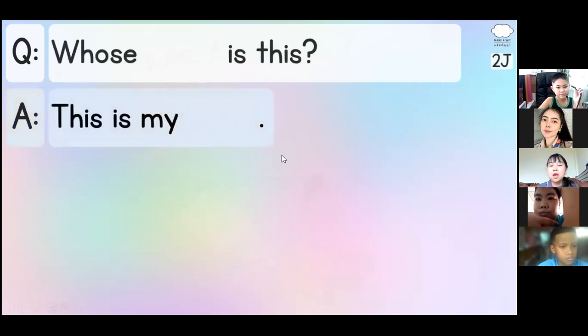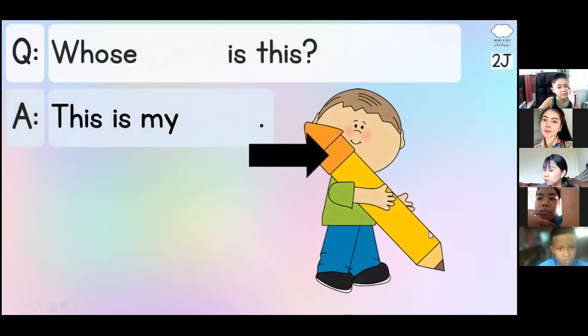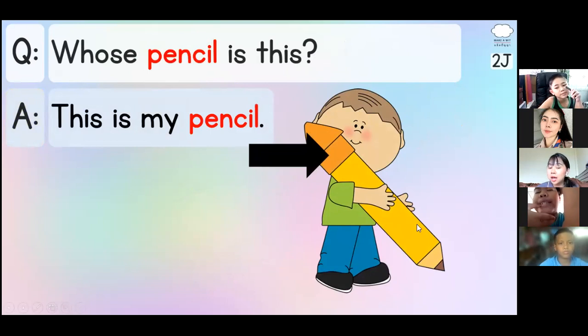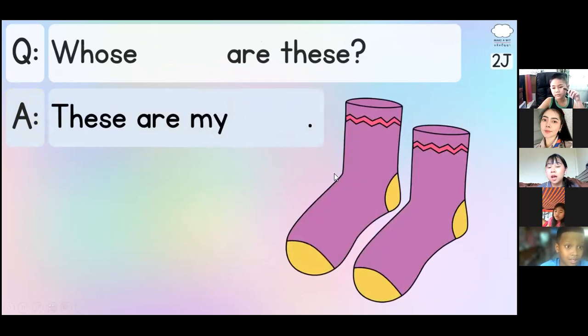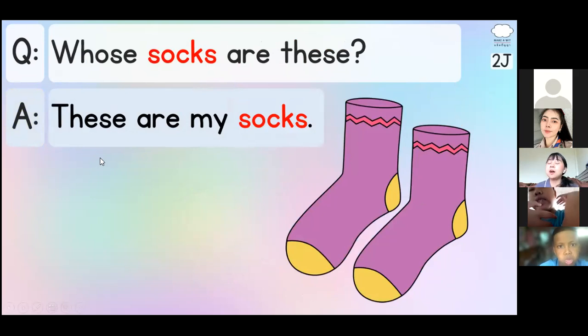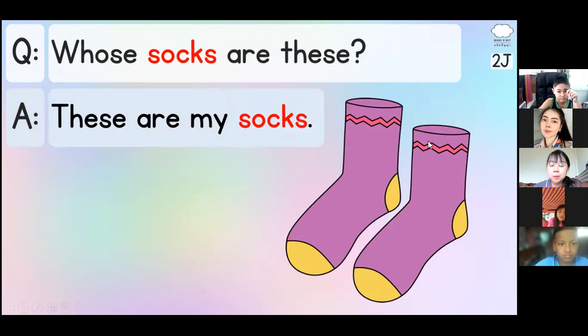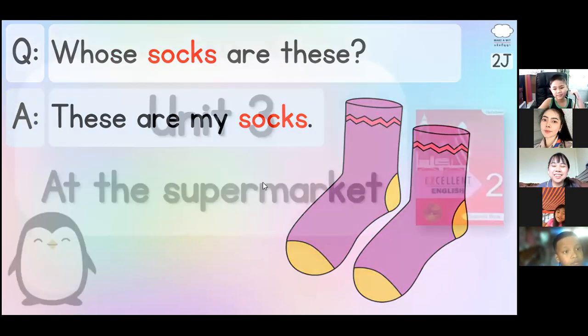Next question. Whose pencil is this? This is my pencil. Very good. Whose socks are these? These are my socks. Good job. Don't forget the S because we have two socks. So it's socks. Very good.